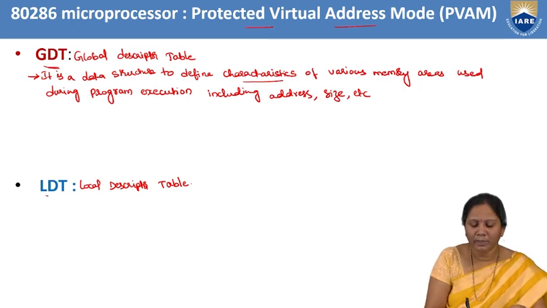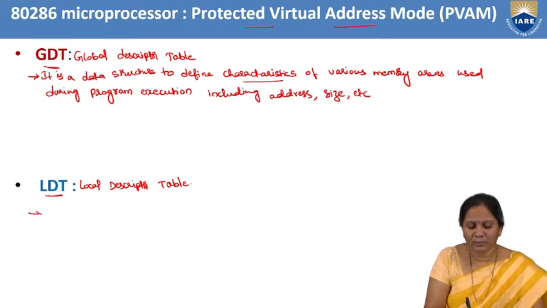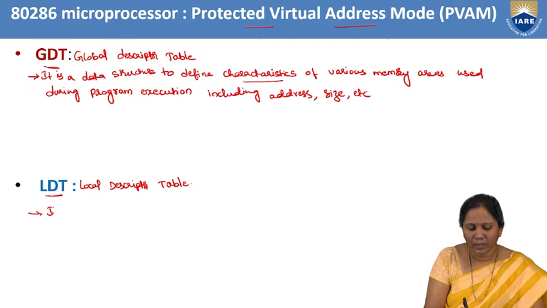Now coming to the local descriptor table. The local descriptor table is also a memory table which is going to define some characteristics. So it is a memory table.